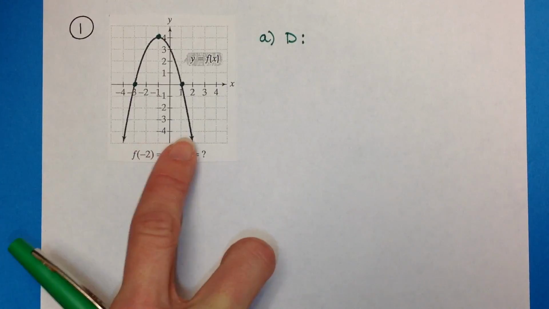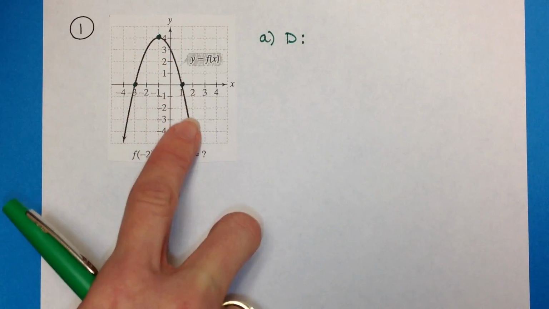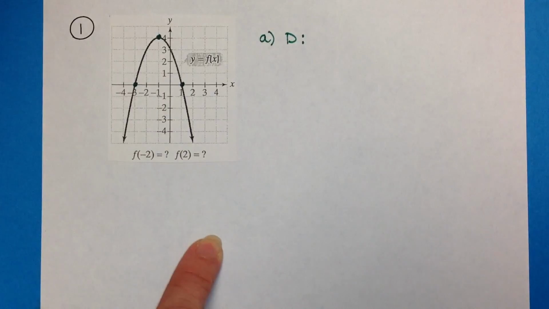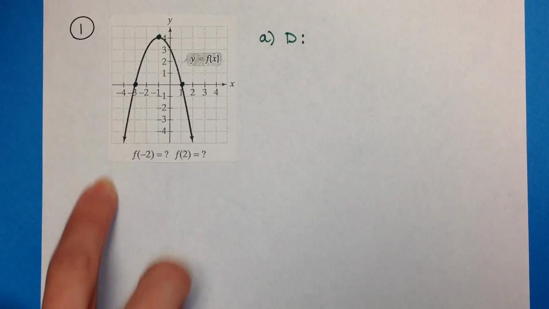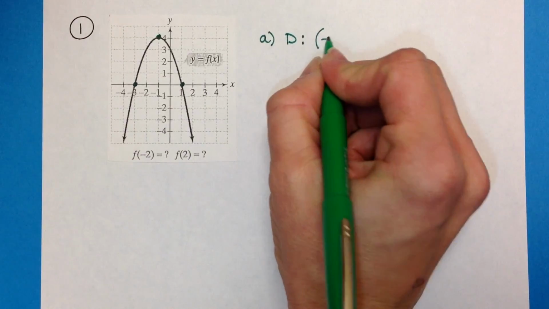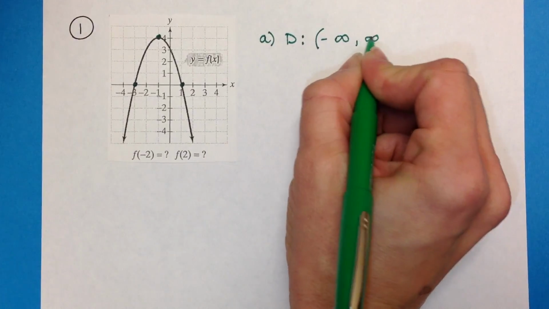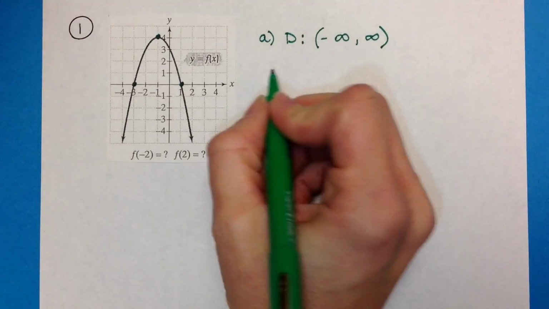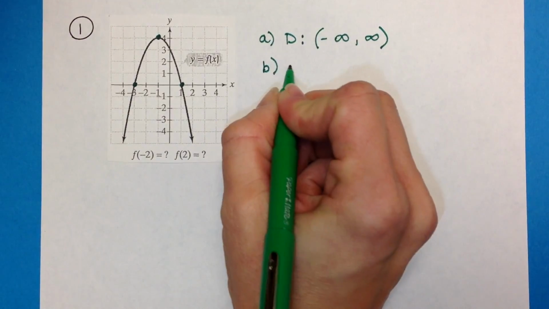So then ask yourself, what about the right? Does it go to the right forever? Yes, same thing that I was just explaining. It gradually widens. So if it goes to the left forever, it goes to the right forever, then your domain would have to be negative infinity to positive infinity. That means every x number that you can come up with, you would be able to locate a point on the graph. Okay, B part was range.